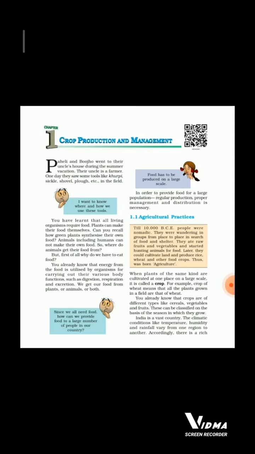When plants of the same kind are cultivated at one place on a large scale, it is called a crop. For example, a crop of wheat means that all the plants grown in a field are those of wheat. You already know that crops are of different types like cereals, vegetables and fruits. These can be classified on the basis of the season in which they grow.